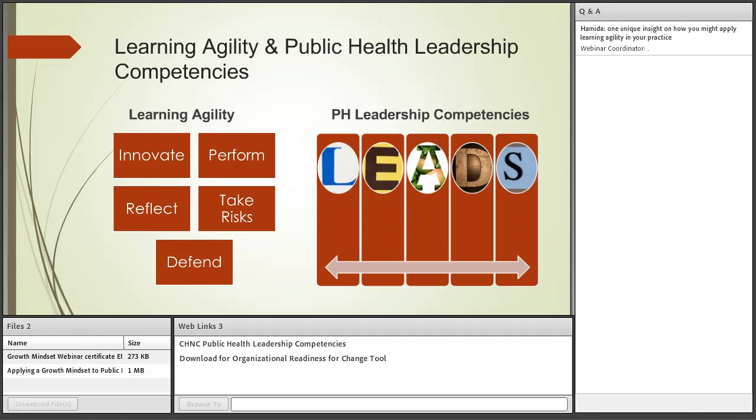So my last slide, from putting this together and looking at the leadership competencies. The Community Health Nurses of Canada Public Health Leadership Competencies are based on the LEADS framework, which I have shown here on the right. It's LEADS. And the LEADS framework forms, I would say, the foundational theoretical basis for the public health leadership competencies. And at York Region Public Health, we've used the LEADS framework for a leadership program that we implement here. And the connection I see between LEADS and learning agility is a nice connection.